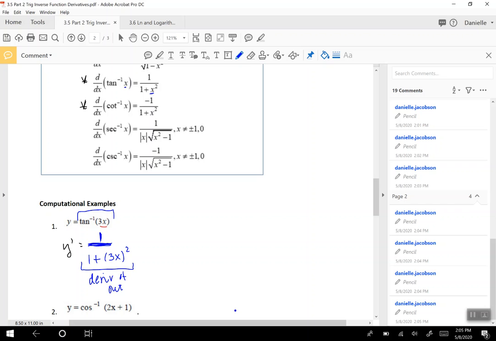I still need to multiply by the derivative of the inside. So that's times the derivative of 3x, which is just 3. So this is the derivative of the inside.